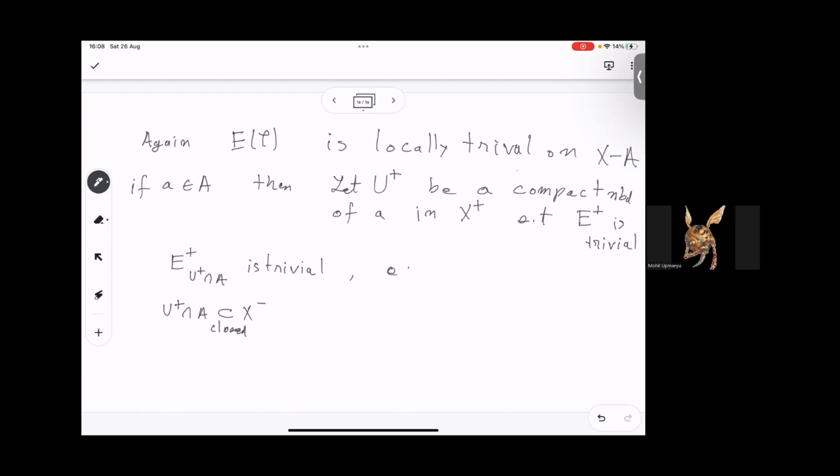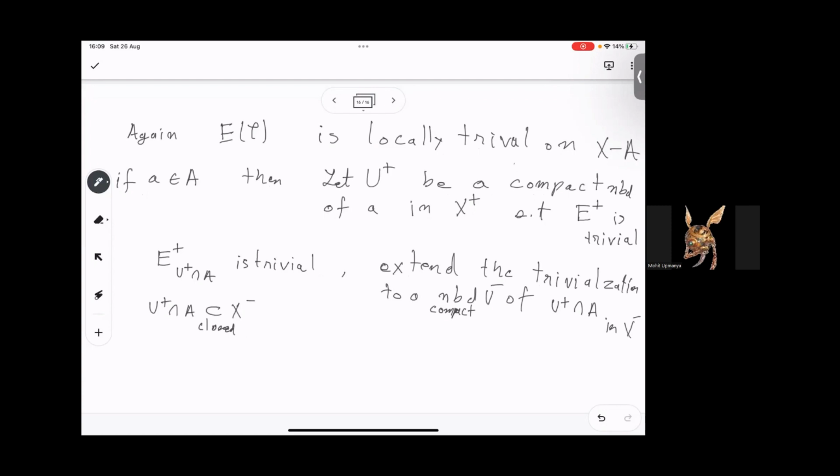So, extend the trivialization to a, again, compact neighborhood of U plus intersection A, and we'll call this neighborhood U minus in X minus. We know that if the vector bundle is trivial on a subset, then it is trivial on an open neighborhood, and we can always take a closed subset, closed open subset.